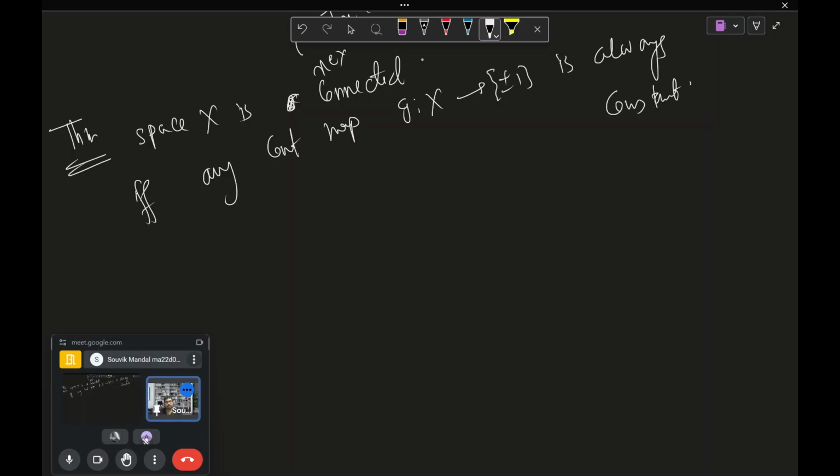But what about the converse? Suppose it satisfies the condition that any map from X to a doubleton is constant. You need to show that X is a connected space. So for the converse, what to do? Any idea? It is not difficult. It is also easy and pretty obvious too. But do you have any guess how to proceed?